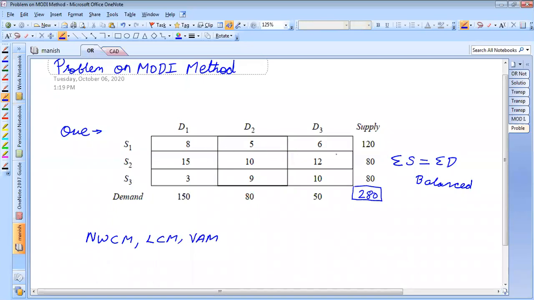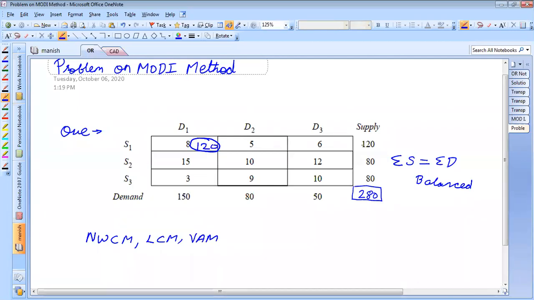If I go with NWCM, this is 120, this is 150. So how much should I make the allocation? This will be my first cell, the top row and leftmost column. I'll make an allocation here. The allocation will be 150, 120. What should be the allocation? 120. Yes, 120. Good.